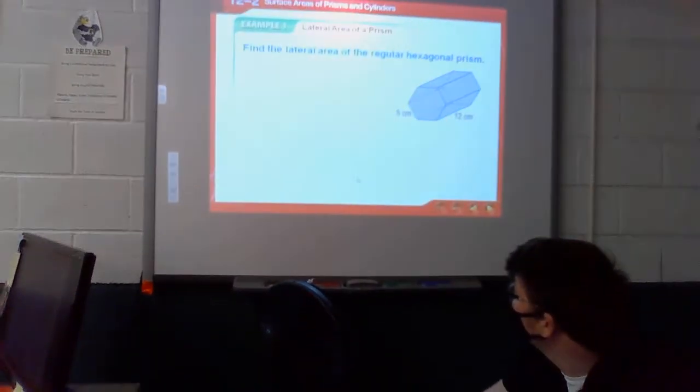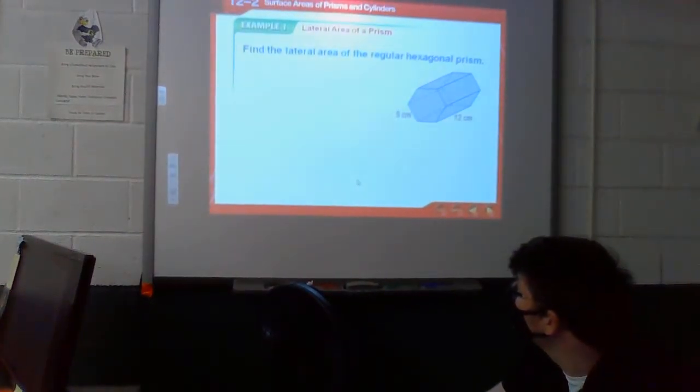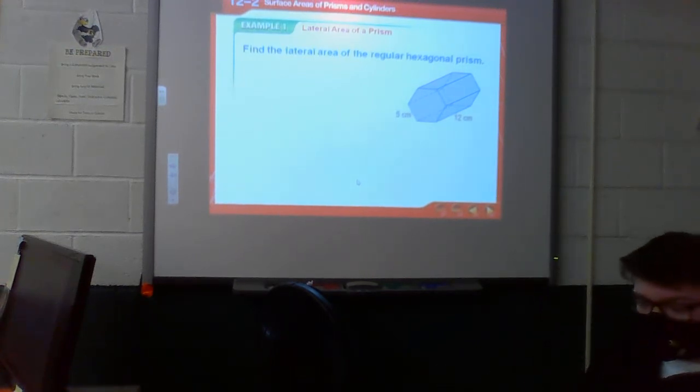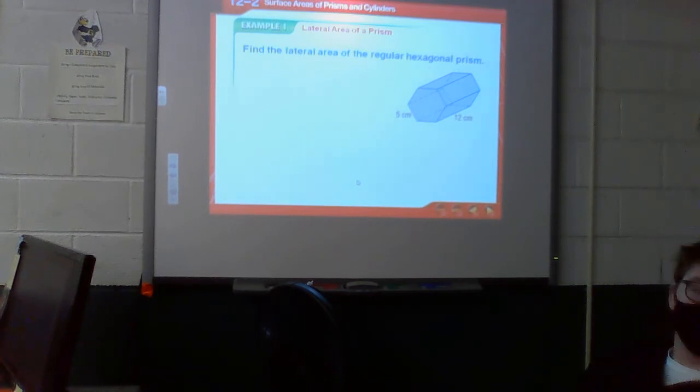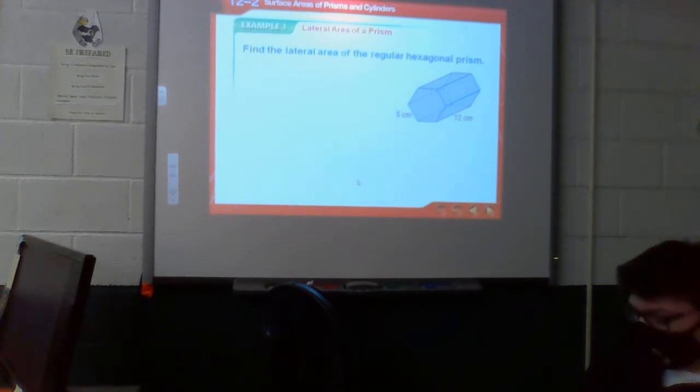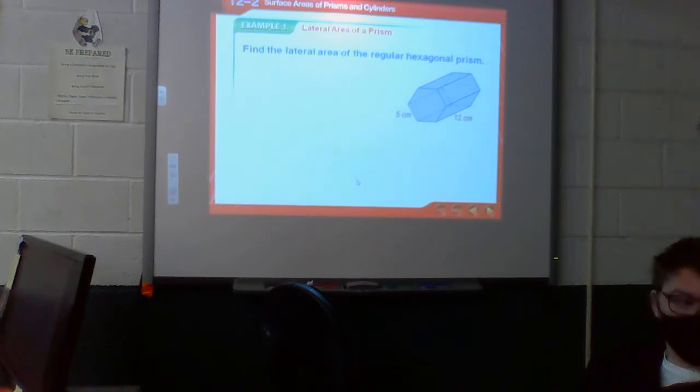So here's my first one. Find the lateral area of a regular hexagonal prism. So again, you got to go back and think, what's my formula for a regular hexagonal prism? Come on. You got 8 more minutes. What's the lateral area of a prism? pH, right? So the perimeter of what? What's my base in this?